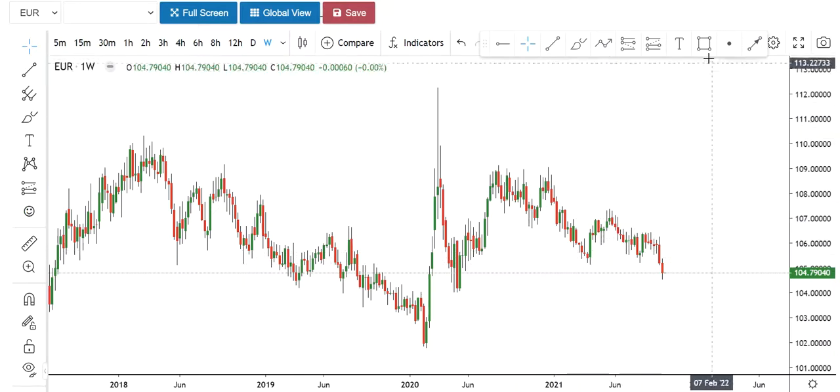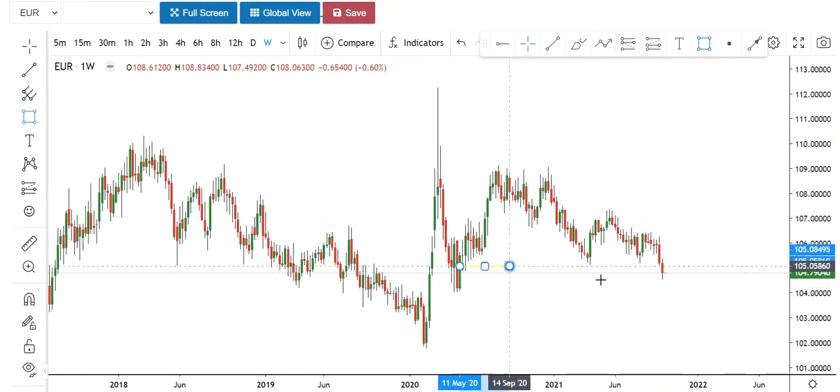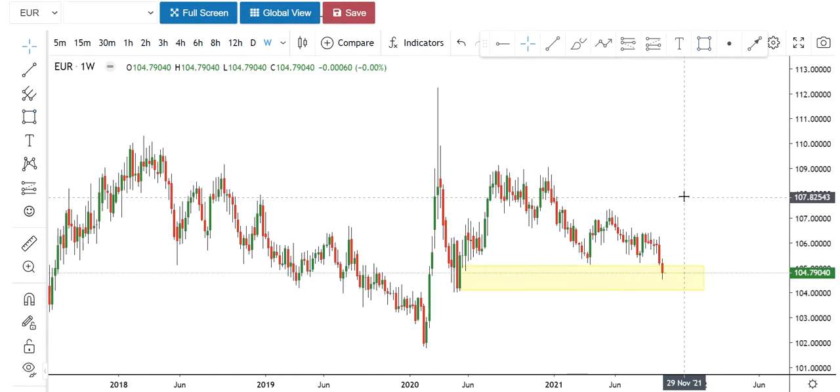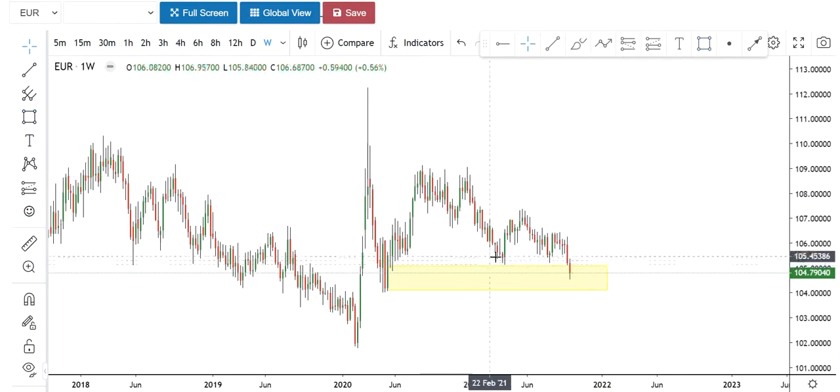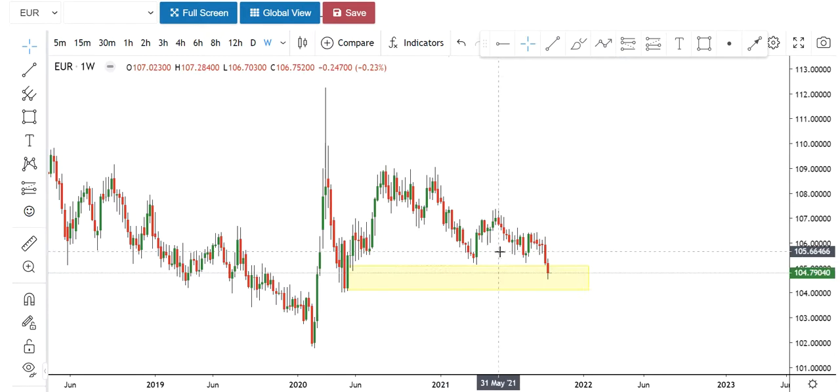If you look at the euro now, we can see that it's sitting at this demand zone, like we analyzed previously, and euro has been able to form a lower low than this previous low. So that's what we can see for euro on the weekly time frame.